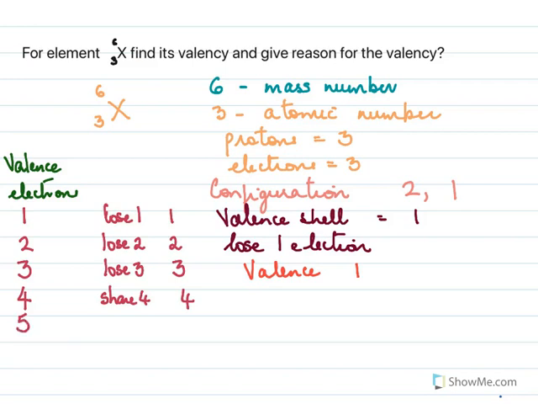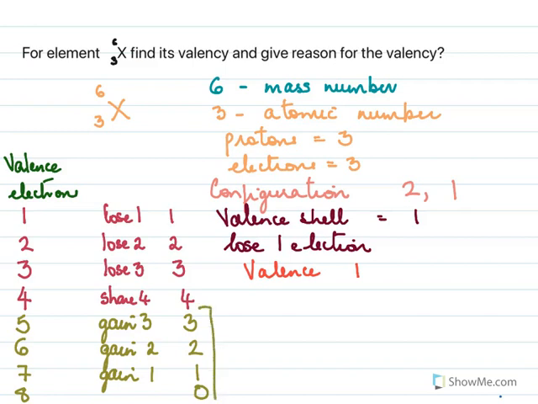Now if valence electrons are 5, it will gain 3. Let me write it in another color. So valence electrons 5, it will gain 3, because 5 plus 3 becomes 8. So valency is 3. Valence electrons is 6. Remember, it has to become octet state. It needs 2 more. It will gain 2. Hence valency 2. And 7, it will gain 1. Hence valency 1. And if it is 8, it does not gain nor lose. So valency is 0.